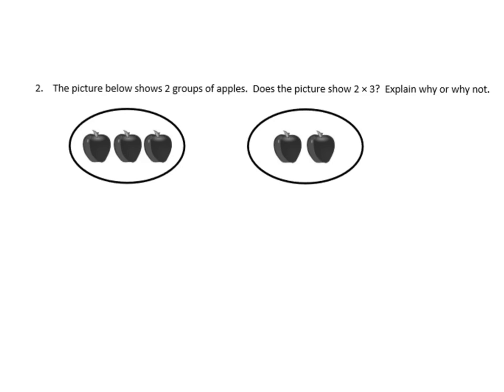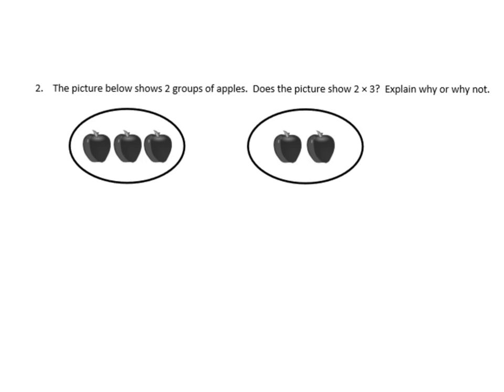Let's look at number 2. The picture below shows 2 groups of apples. Does the picture show 2 times 3? Explain why or why not. Let's look at our multiplication sentence. It represents 2 groups of 3. There are 2 groups of apples, so far that's good.